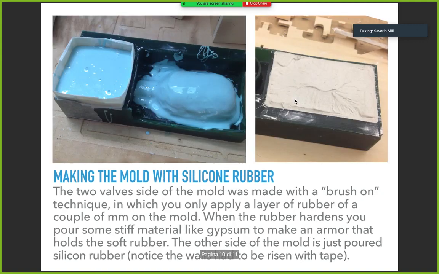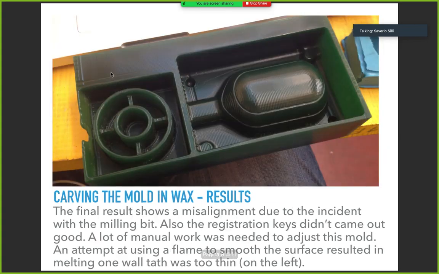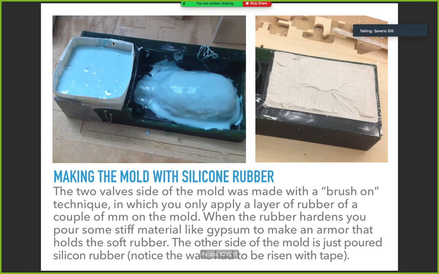Anyway, I also made a mistake. I didn't leave enough space for the silicone rubber to grow on top of this part. So I had to create some walls with paper, double-sided masking tape, and so on.